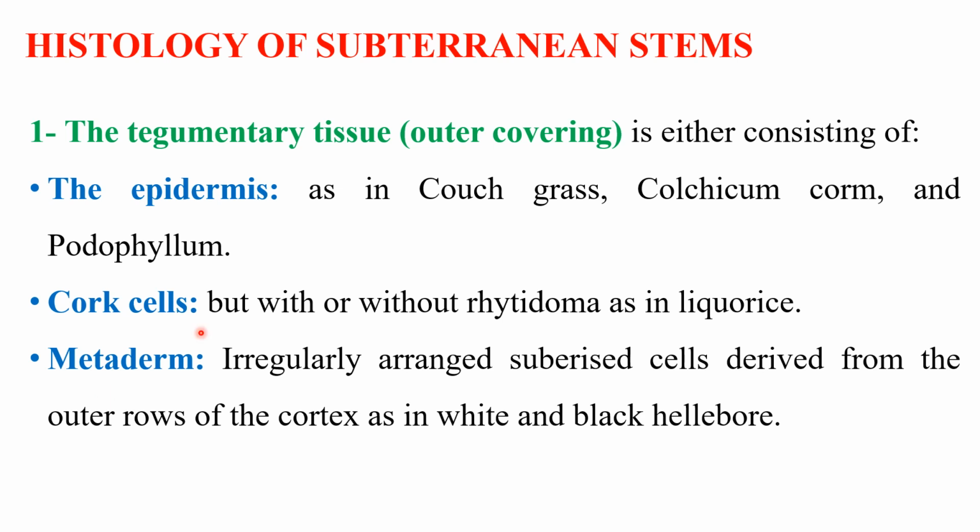The metaderm is irregularly arranged suberized cells derived from the outer row of the cortex, as in white and black hellebore. What is different here is the thickening in the epidermis. Epidermis is usually parenchyma with thin walls of cellulose, but when these cells have been thickened by a substance called suberin, the cells become suberized and the cell wall becomes thick here, not thin. This is called metaderm, and the cork is the most highly thickened of all these types.